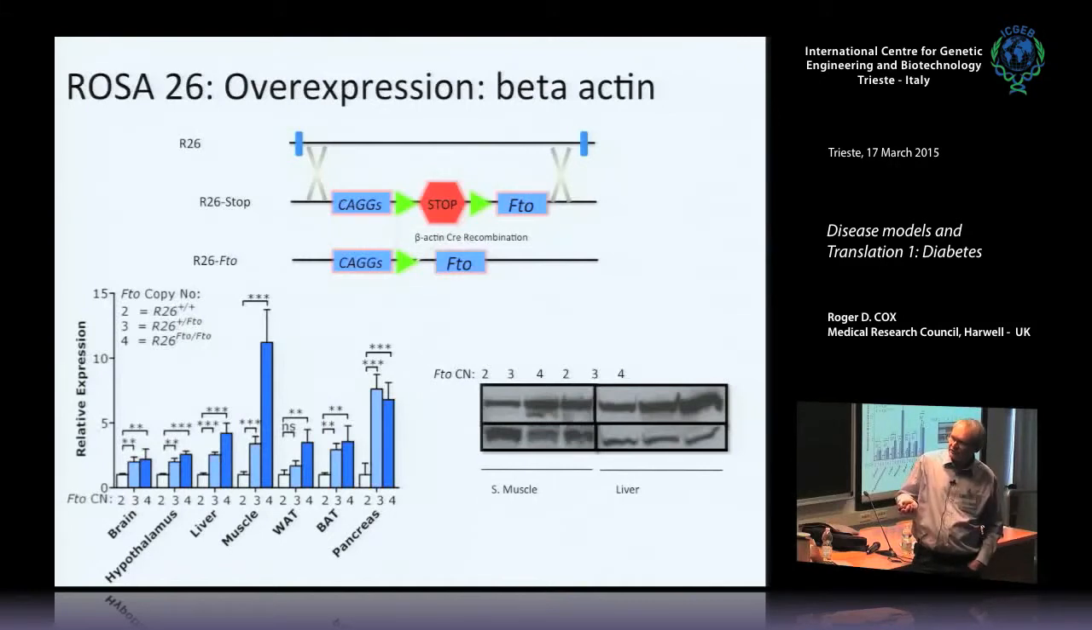You can see it quantified here at the RNA level. Perhaps not surprisingly, in muscle, we saw the highest expression. This is the copy number of FTO. 2 copies is a wild type, because obviously there are 2 copies of the endogenous gene. 3 copies is a heterozygote for this ROSA26 locus. And 4 copies means we've got 2 copies of this, 2 copies of the endogenous gene. In the 4 copies, you can see quite a nice increased expression, in all the tissues that he looked at, but this is on an actin promoter, so muscle was the strongest.